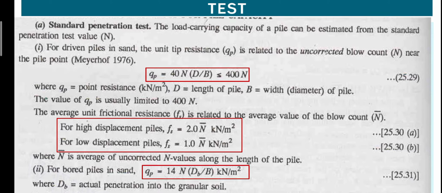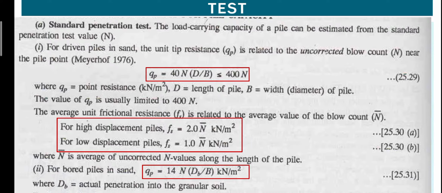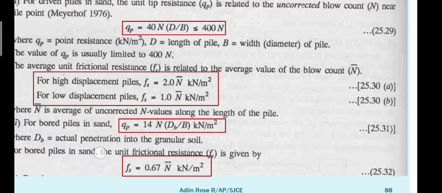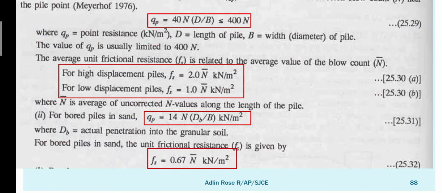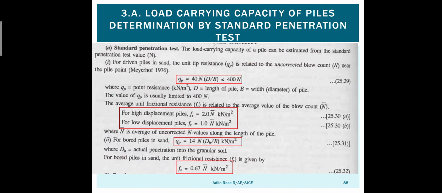For driven piles, we have the qp formula as 40 N D by B or 400 N. Whichever is smaller, we will take that value for qp. And fs, if it is a low displacement pile, it is 1 N bar. N bar is the average penetration number only. And for high displacement piles, it is 2 N bar. And if it is a bored pile, then qp is going to be 14 N D by B, and fs is equal to 0.67 N bar.